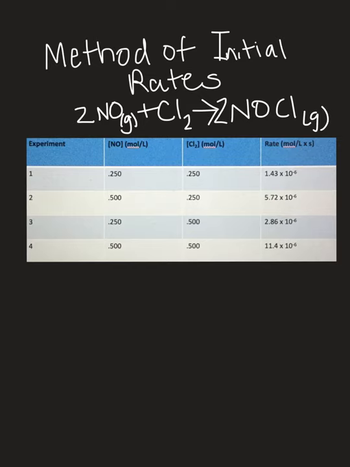And we can see that the experiment has been conducted 4 times, where we're varying the concentration for the two reactants, both nitrogen monoxide and chlorine gas.